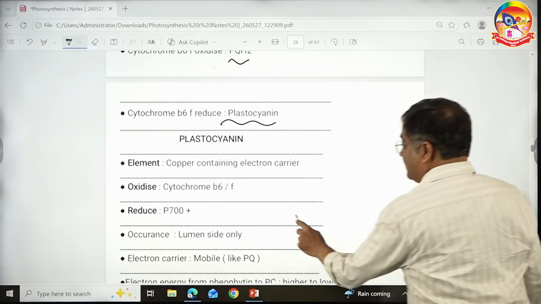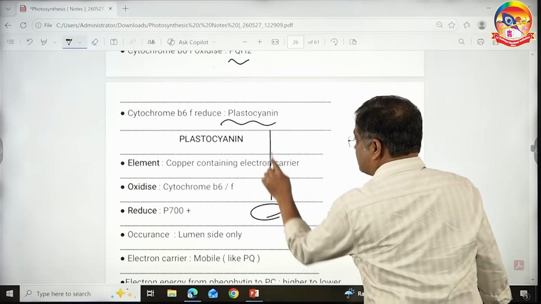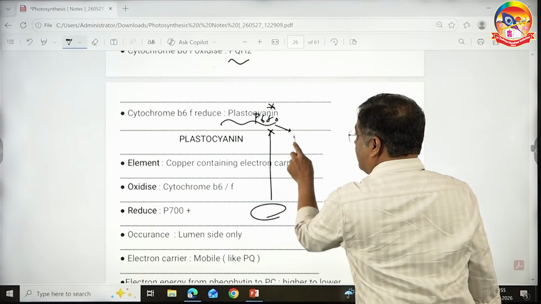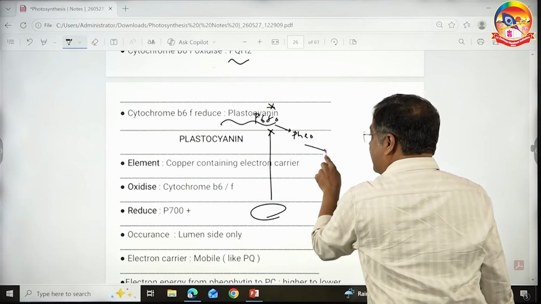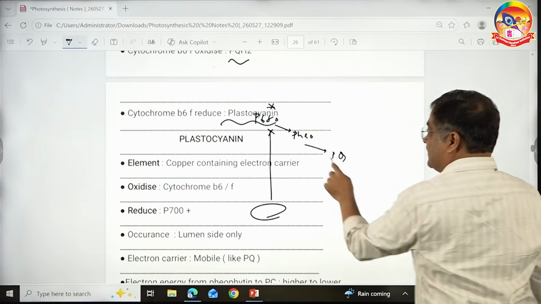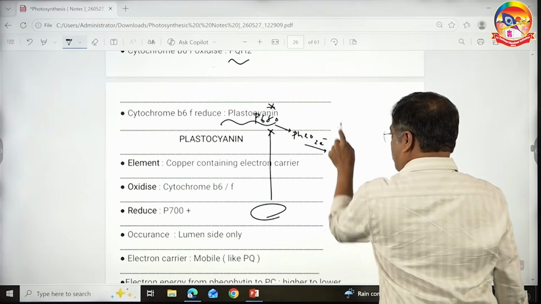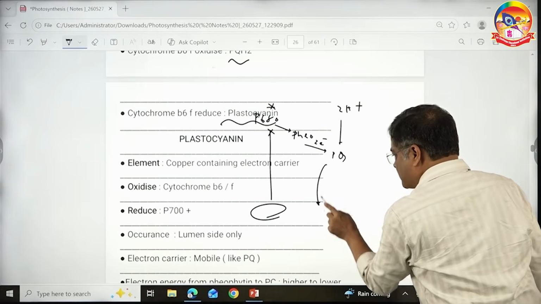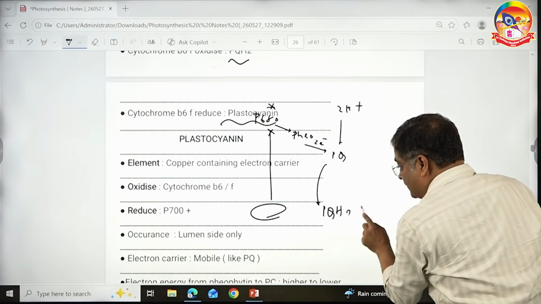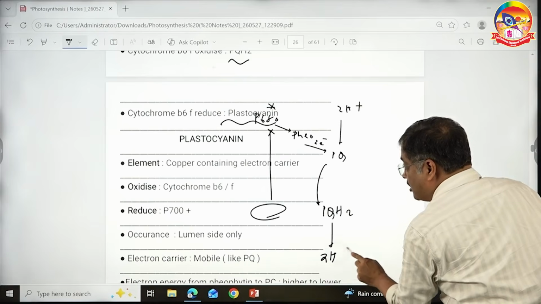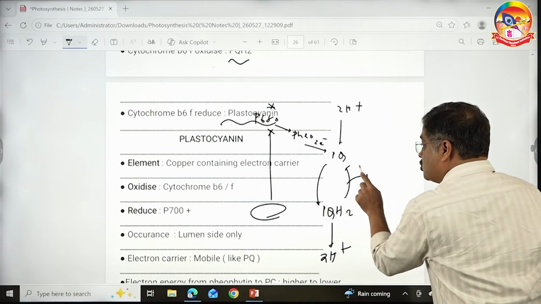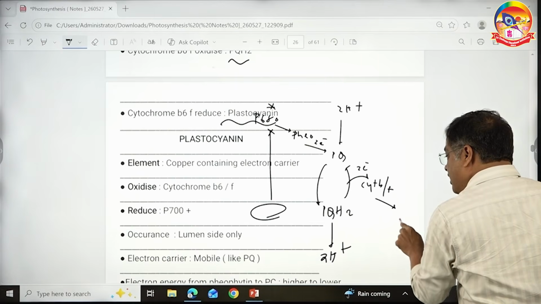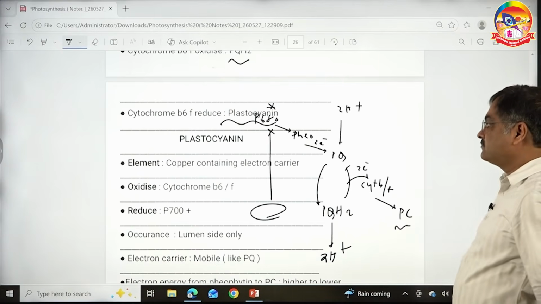So let me show you again. These are the electrons. This is P680 star, then to pheophytin, then to plastoquinone. Yes, plastoquinone accepts not only 2 electrons but also 2 protons. I'm sorry, PQH2 loses 2 protons into the lumen. Then it loses 2 electrons to cytochrome b6f. From here, the 2 electrons go to plastocyanin.